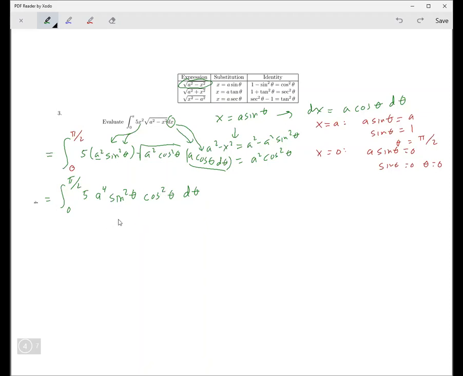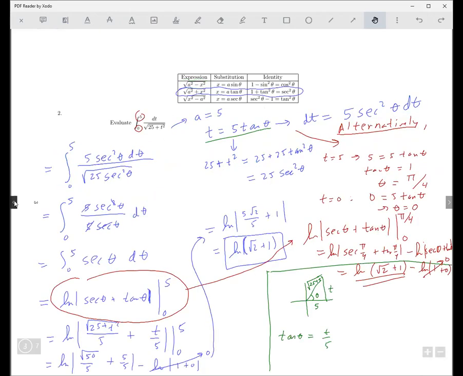Okay, so we have sine squared, cosine squared theta. And so this goes back to the previous section, where what do you do when you have sines and cosines and they're both even? Well, you can use the square angle identities to reduce it down.